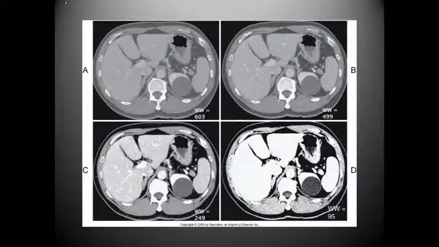This image once again illustrates the effects of window width. As we can see in the lower right hand portion on each of the images, we have the window width. So image A is going to be 603, image B is going to be 499, C is going to be 249, and D is going to be 95. So remember what we said about 95, where you're going to have white and black, and there's going to be really no gray in between. And 603 is going to represent a very wide window width.